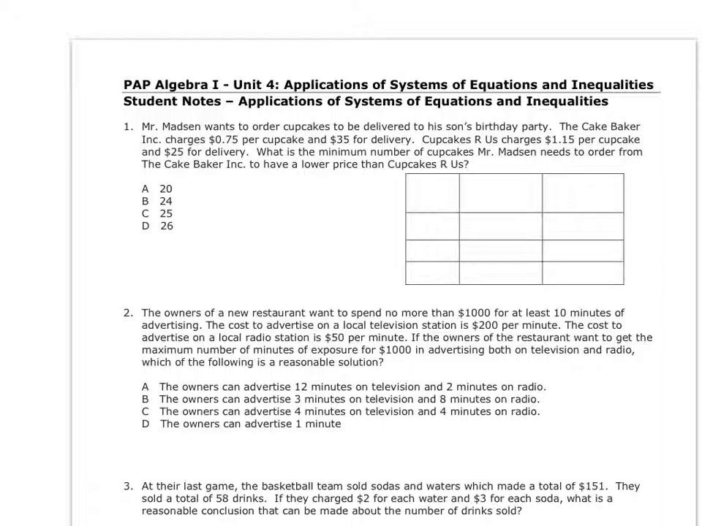Got applications of systems of equations and inequalities. So we're taking everything that we've been doing and we're just putting them in big, ugly word problems. But I promise they're not that bad.